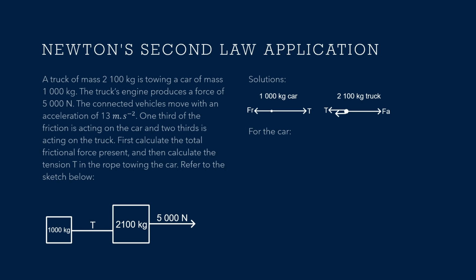Now for the car, I know that F net equals ma, and F net acting on the car is tension minus friction equals mass multiplied by acceleration. Again here, I've chosen right as positive, and hence the tension is to the right and the friction is to the left, and hence it's T minus Fr equals ma. Substituting in everything I know, the tension I don't know, but I know that the friction on the car will be 1/3 of the total friction, and hence I have T minus 1/3 Fr equals 1000, which is the mass of the car, multiplied by 13, which is the acceleration.